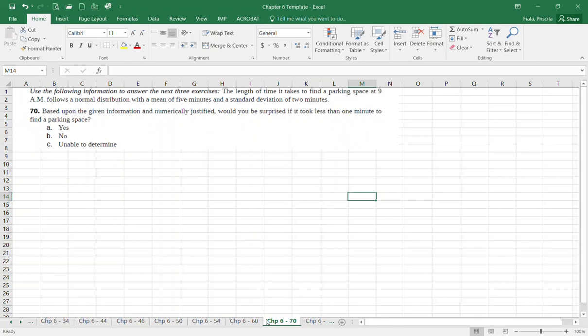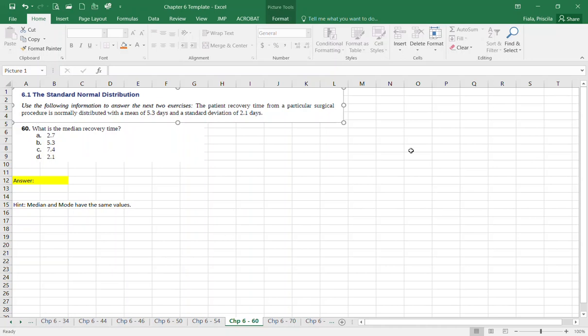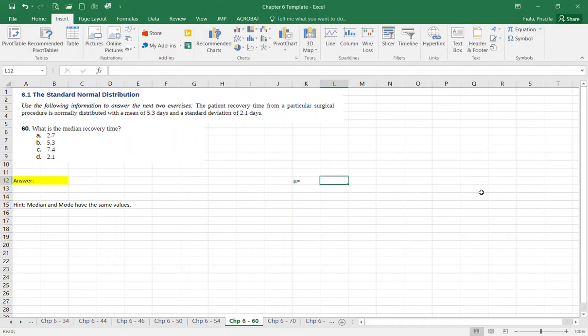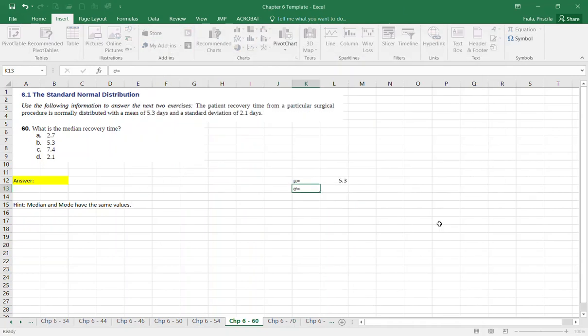And maybe I can just jump to problem 60 because it's simple to answer. And then tomorrow I'm going to be looking at the other problems. On problem 60, it says use the following information to answer the next two exercises. I'm just asking you for problem 60. The patient recovery time from a particular surgical procedure is normally distributed, so the curve has a mean equal to 5.3, and your standard deviation is 2.1.